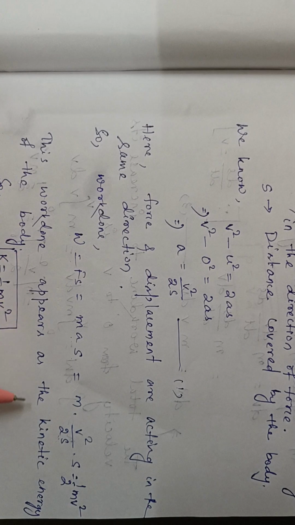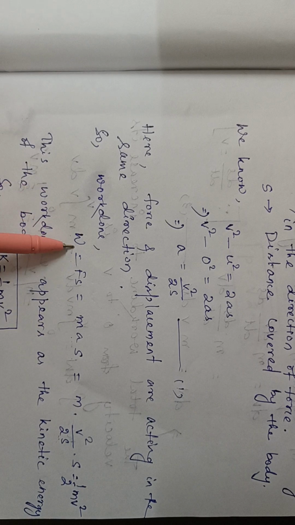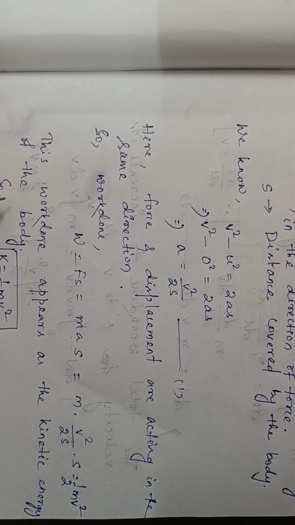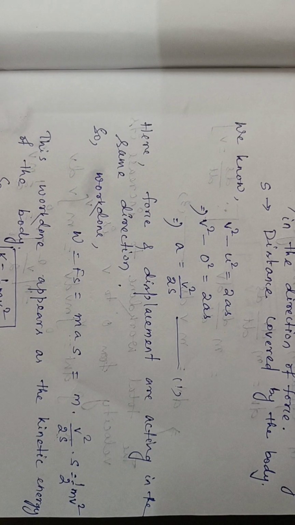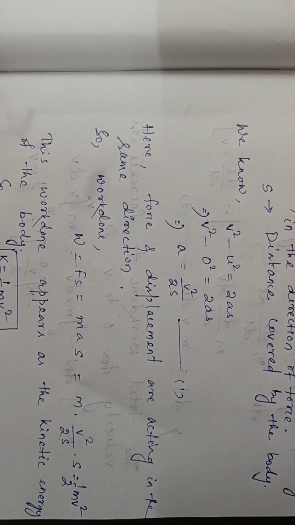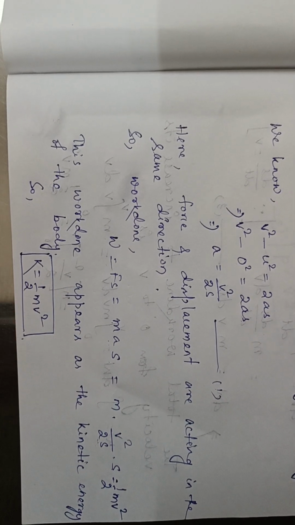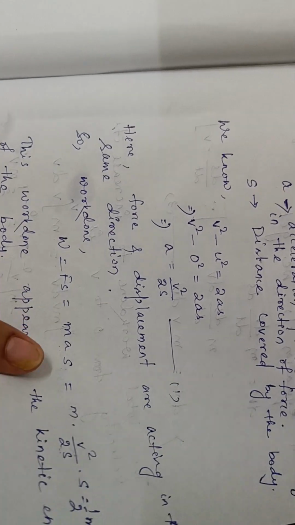This work done appears as the kinetic energy of the body. Due to this motion, some work is done. We found the value of that work done, and we can say that this work done appears as the kinetic energy of the body. That is, K is equal to half mv square. Clear? K is equal to half mv square. Is there any doubt? If there is any doubt, you can ask me.